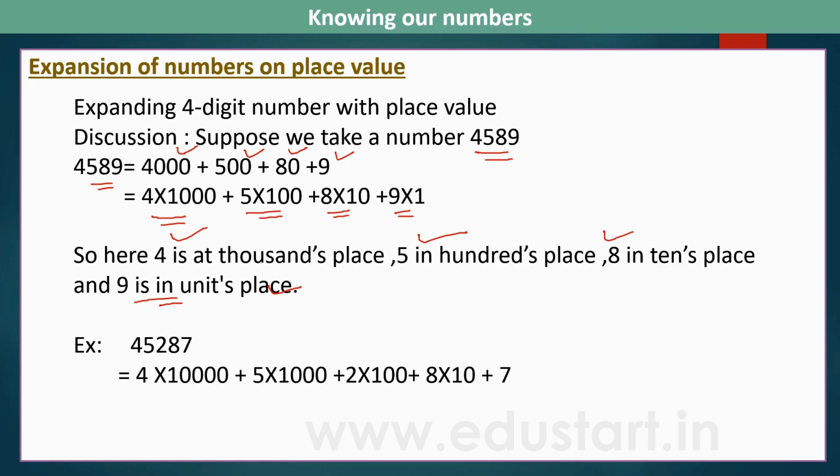Now 45,287. So here you can see 4 into 10,000 which is 40,000, 5 into 1000 which is 5,000, 2 into 100 which is 200, 8 into 10 is equal to 80, and 7.